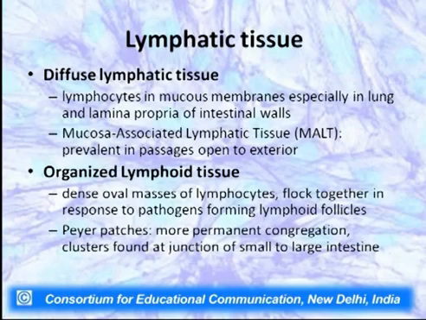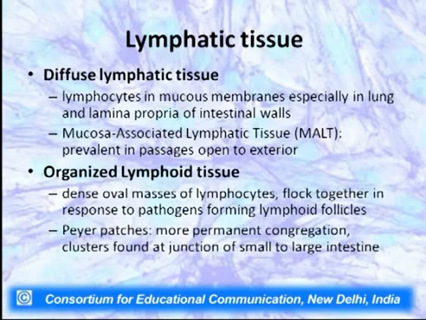They are very diffused in form, and this diffused lymphoid tissue is very important because it is almost covering the entire mucous membranes, whether in the genitourinary tract, the digestive tract or the respiratory tract.